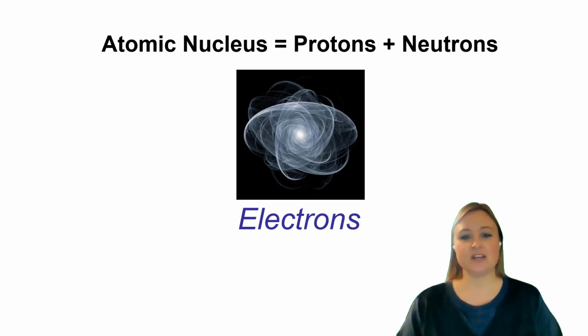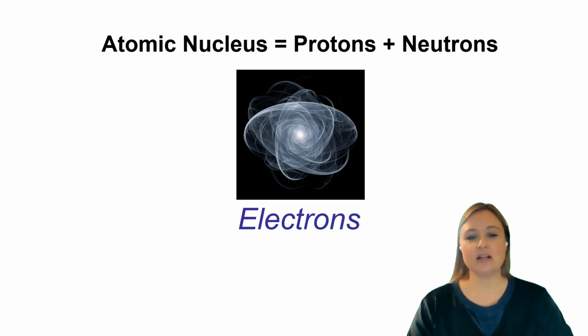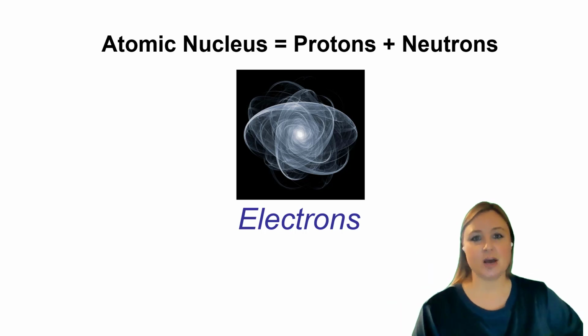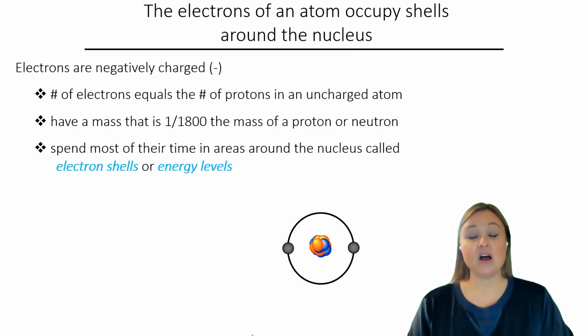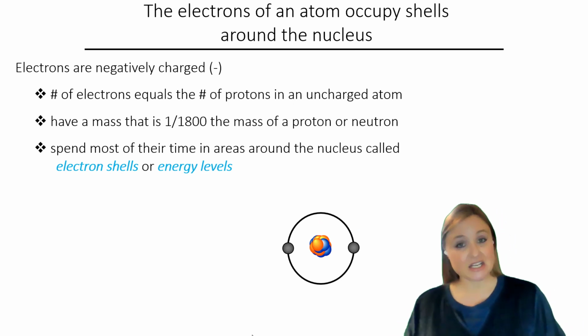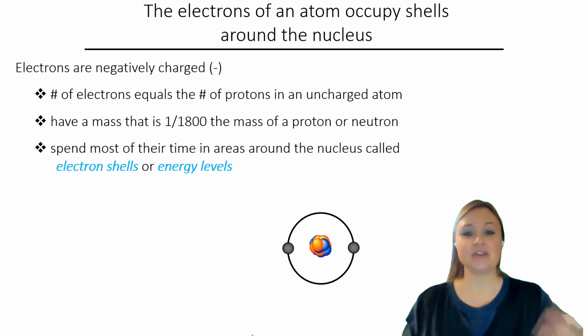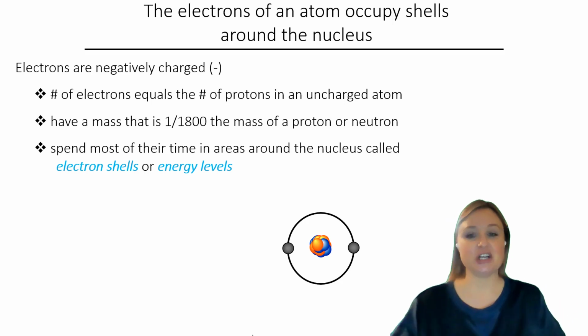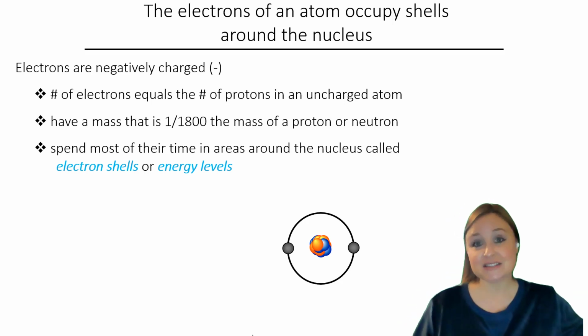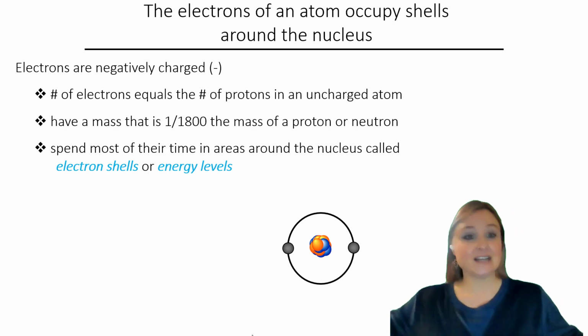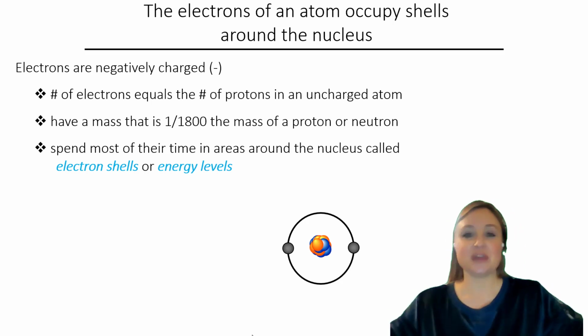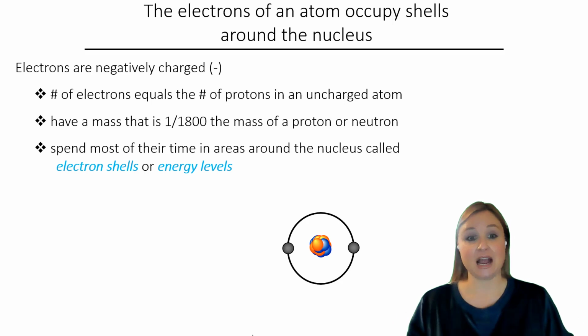Next, I want to touch briefly on electrons. Now, electrons are those particles that are circulating at nearly the speed of light around that atomic nucleus. Electrons are negatively charged, and the number of electrons is going to also equal the number of protons in an uncharged atom. So for every positively charged proton, there's a negatively charged electron, right? So they balance each other out.